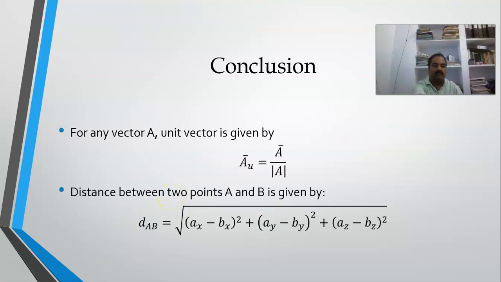Now the conclusion. For any vector, the unit vector is given by the vector divided by its magnitude, whereas the distance between the points is given by this particular equation.